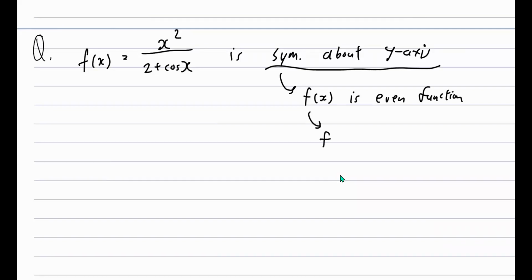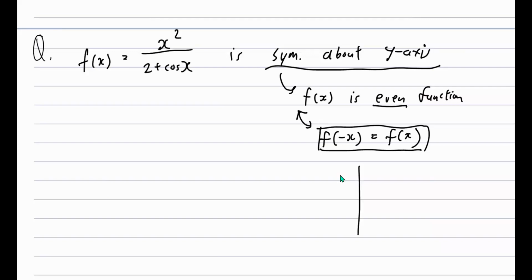which by definition means f of negative x equals f of x. It's a definition. You should probably memorize this since they tell you need to know this. Even means f(-x) equals f(x). So if you recall, what are some examples of even functions? Cosine x is an even function. It's symmetrical about the y-axis.